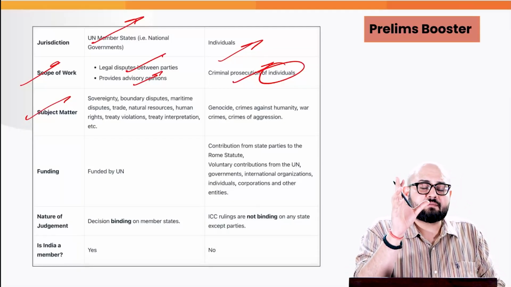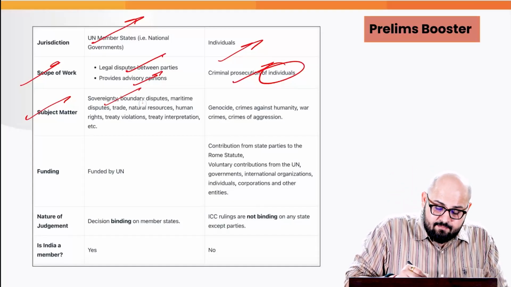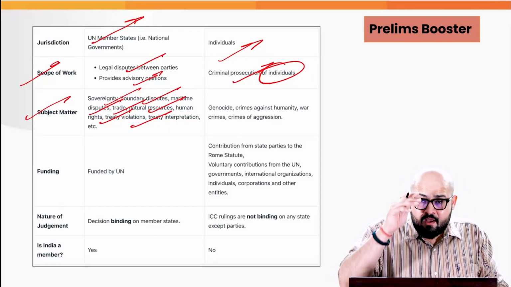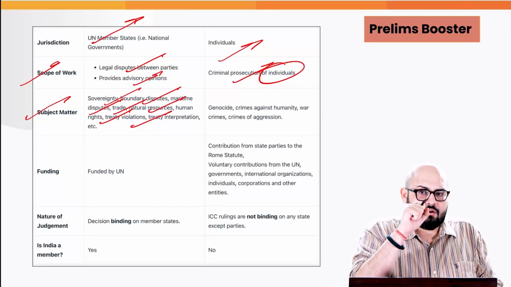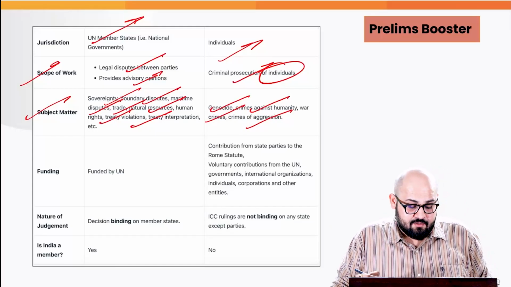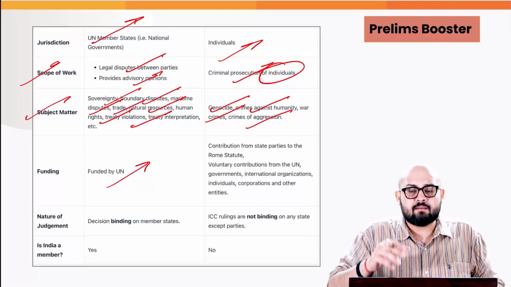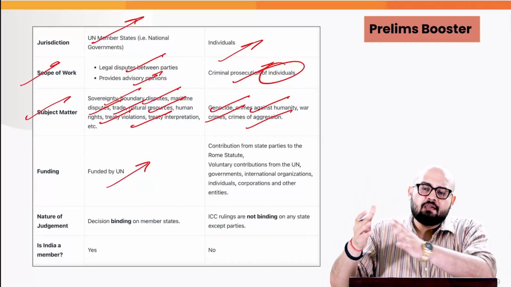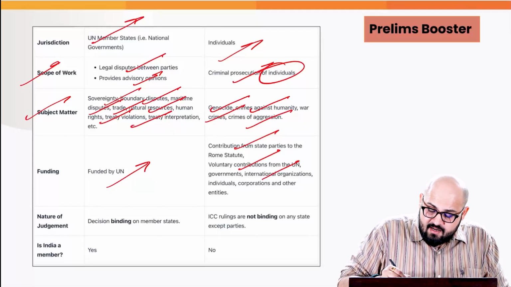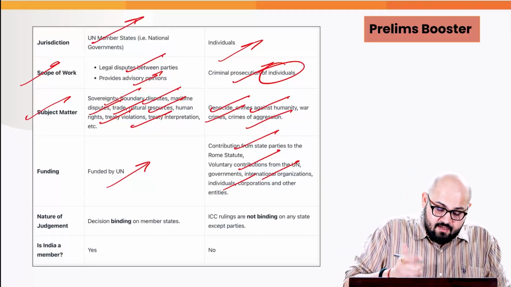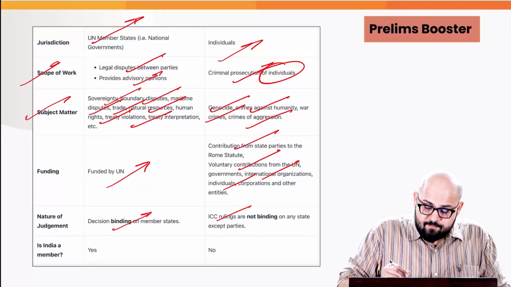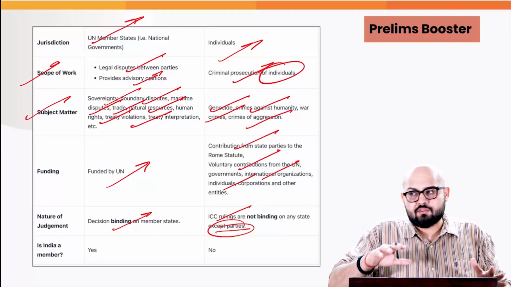Subject matter: what are the subject matters dealt with by the ICJ? Sovereignty, boundary disputes, maritime disputes, trade, natural resources, human rights, treaty violations, etc. Over here, there are different types of crimes looked at by the ICC: genocide, crimes against humanity, war crimes, crimes of aggression. Funding: the ICJ is funded by the UN, and the ICC is funded by contributions from the state parties to the Rome Statute, and voluntary contributions from the UN, international organizations, individuals, corporations, etc. Nature of judgment: the ICJ's judgment is binding on the member states. ICC rulings are not binding on any state except parties. Those who are parties, on them they are binding, right?